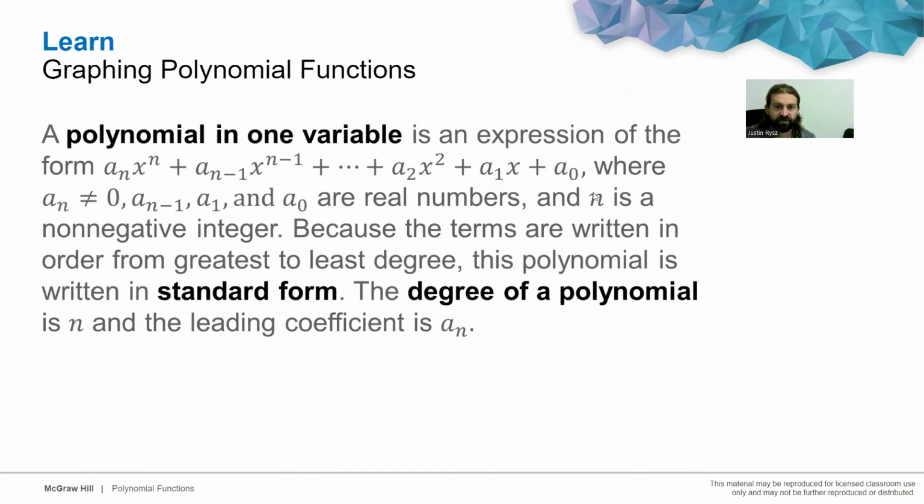Okay, these are going to be all real numbers. Now they could be zeros. The only thing that cannot be a zero is the a sub n. Because these terms are written in order from greatest to least, this polynomial is in standard form. So if we start out with the highest power here, x to the fifth, x to the fourth, and we keep going down, that's in standard form. The degree of the polynomial is the n of the leading coefficient, a sub n.